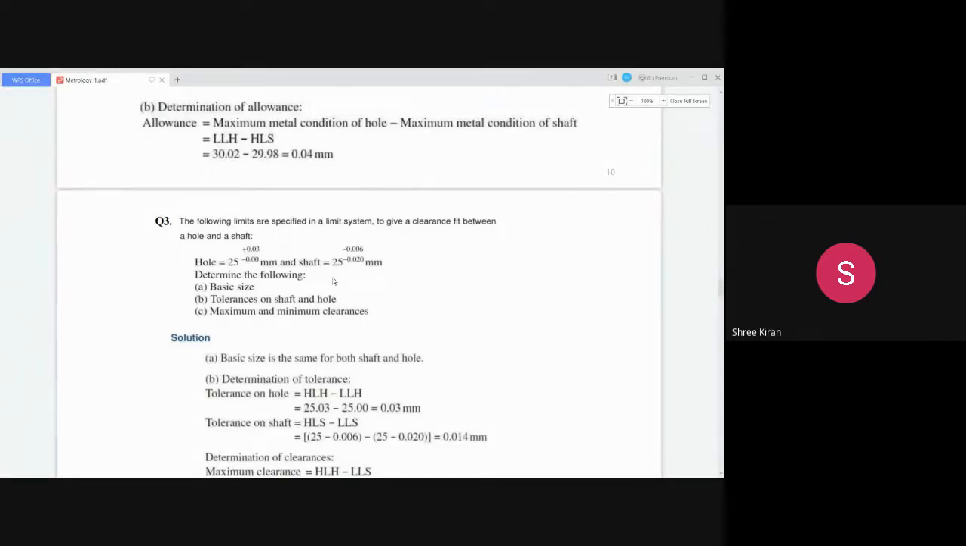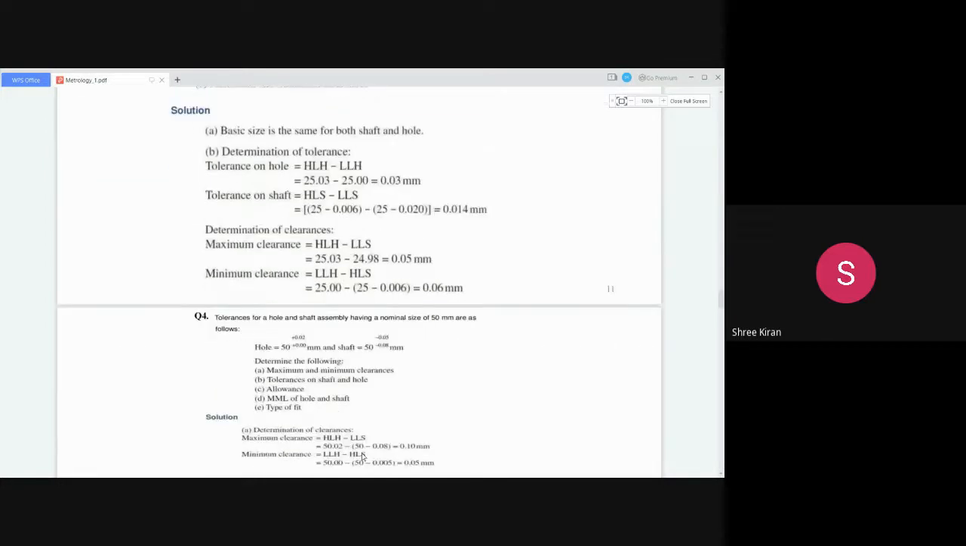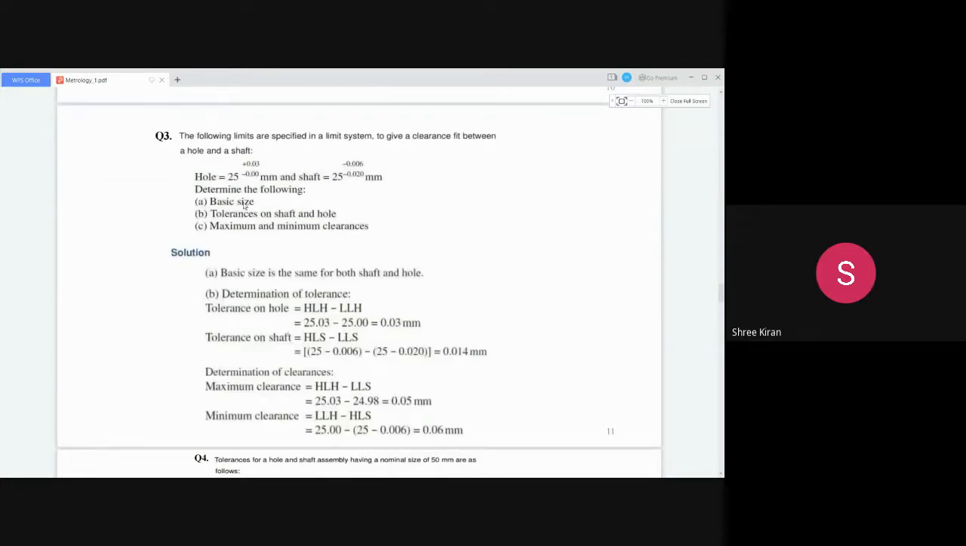In the first case, the basic size is the same for both the shaft and the hole. Only some amount of tolerance will be applicable, in order to have a basic system. Next, determining the tolerance: the basic size is the same for both shaft and hole, and only some basic tolerances will be available in order to have a basic system.